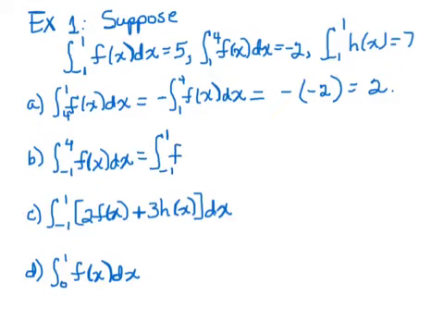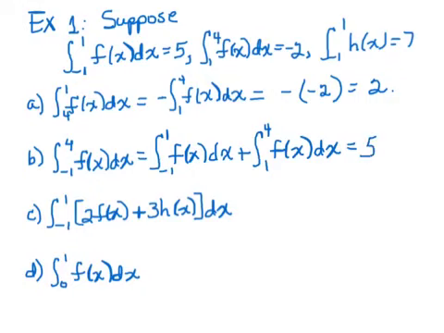So we're going to take this one from -1 to 1, and then we're going to do the other one from 1 to 4. And then we'll combine them, because we know the integral from -1 to 1 of f of x is 5. And we know the integral from 1 to 4 is -2. And that gives us 3. And I'm going to show you how to visualize this on a number line in just a minute.